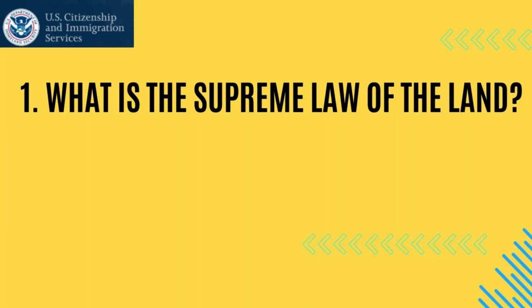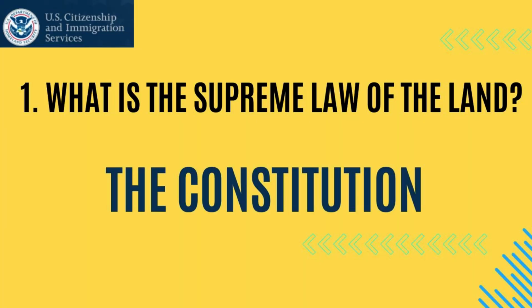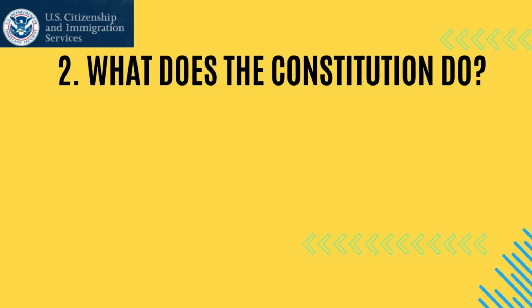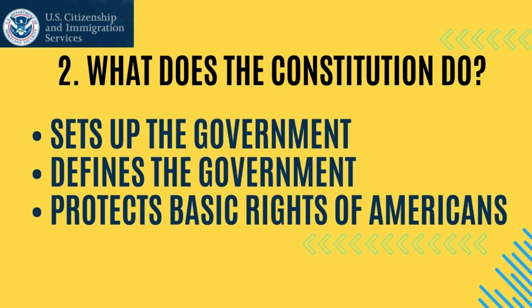1. What is the supreme law of the land? The Constitution. 2. What does the Constitution do? Sets up the government. Defines the government. Protects basic rights of Americans.